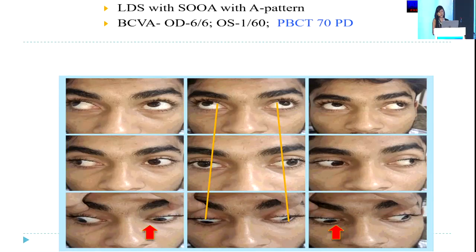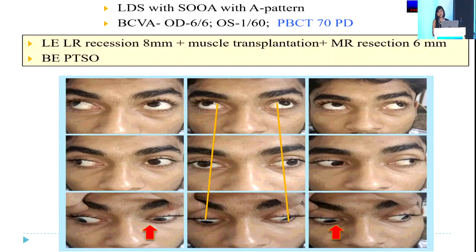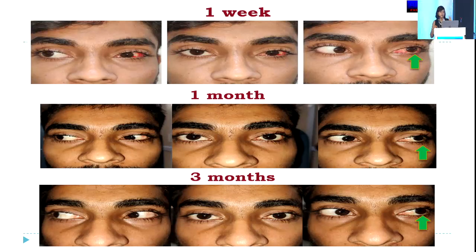Then coming to exotropias, this is a patient, large angle exo, you see an A pattern, there are bilateral superior oblique overactions. So we planned a transplant procedure along with bilateral PTSOs. So this is the post-op of the patient. Again, have a look at the serial post-ops of the patient.